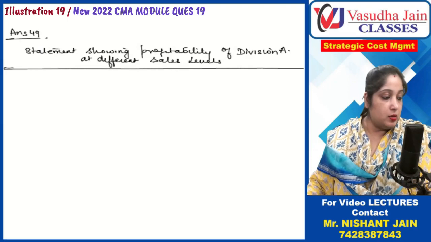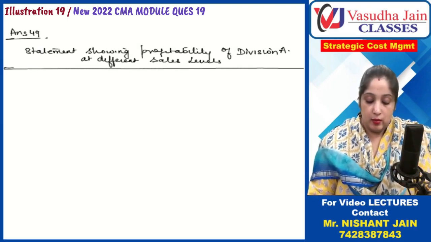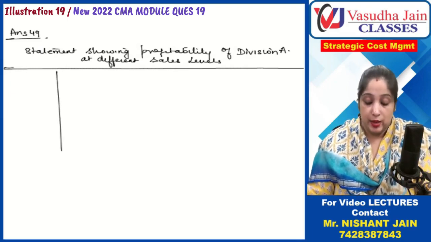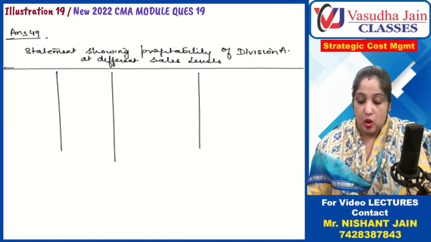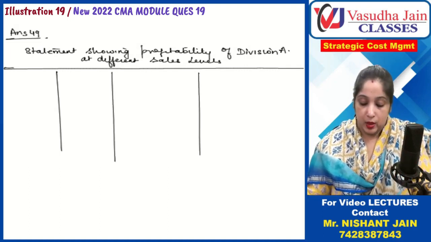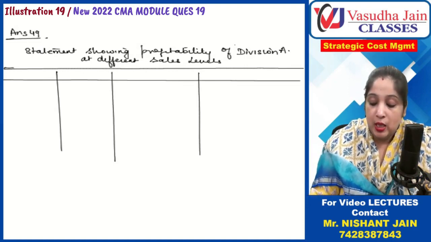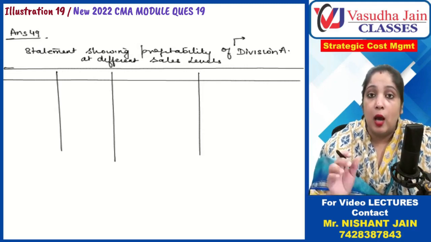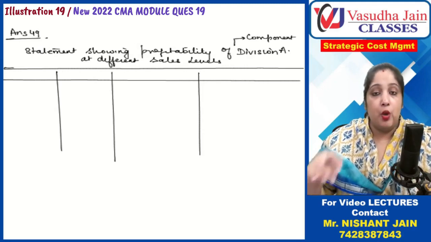Now let me prepare the chart first. What are the different sales levels? Sales quantity I'll write here, then I will write the sales revenue which is mentioned. Let us see what sales revenue we are going to use, then cost, and then the profit. Now please answer me the first question. Does division A manufacture KLIM directly or the component? It manufactures the component. Does it sell its component to the outside market?